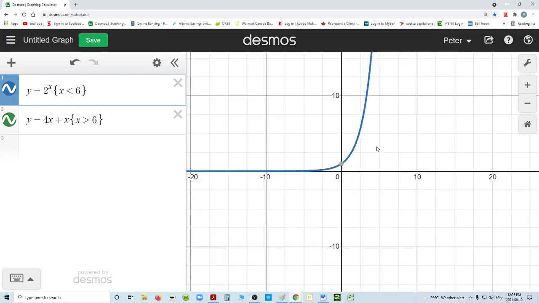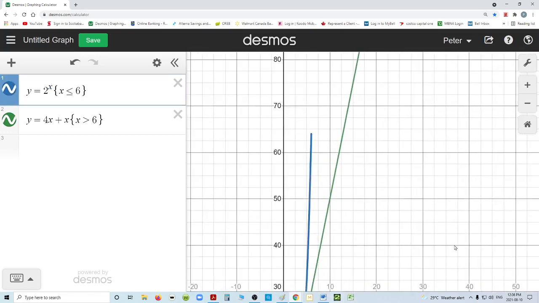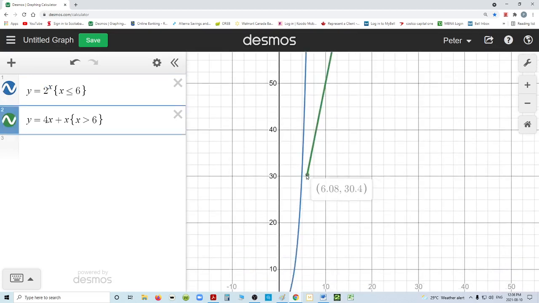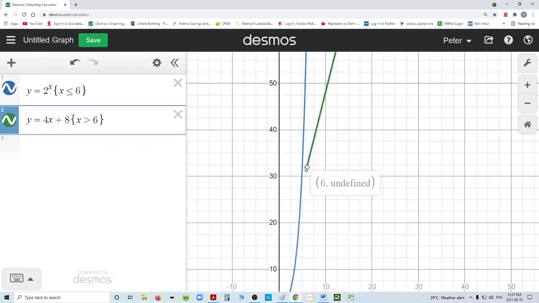There we go. So sure enough, there the population reached 64. Then something happened. And suddenly it reaches a population of 32. Or 30. Actually, I did a calculation here. I might have just written the formula down wrong, though. Hang on. Yeah, it's 4x plus 8, not plus x, plus 8. So sure enough, at 32.